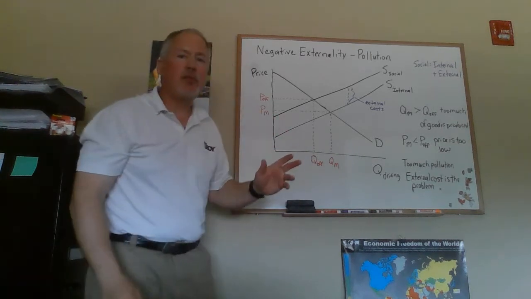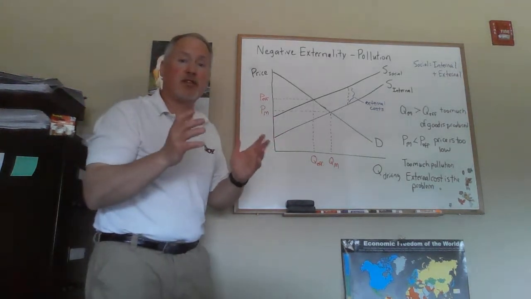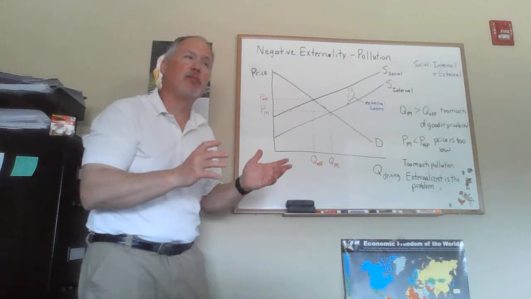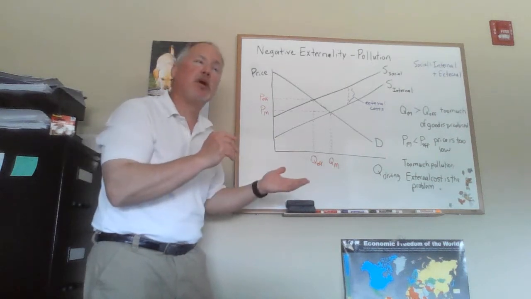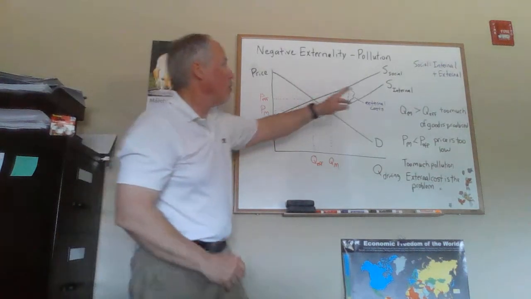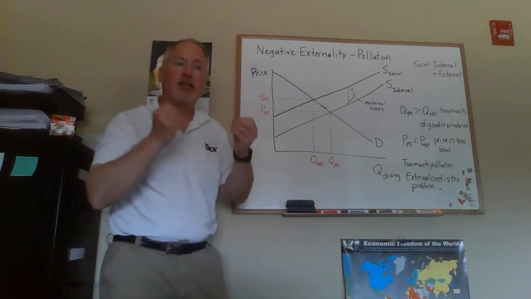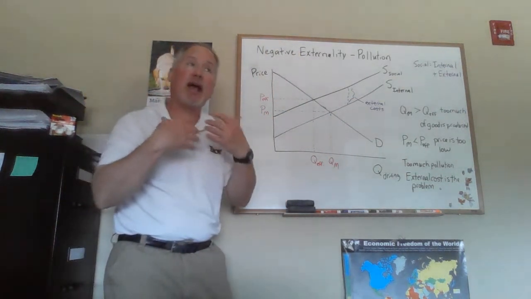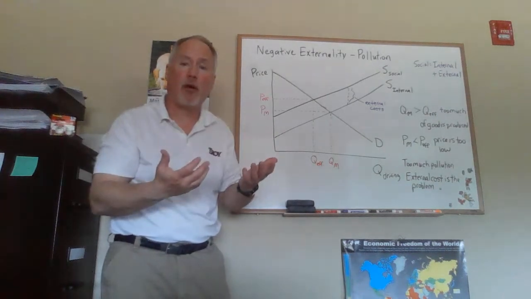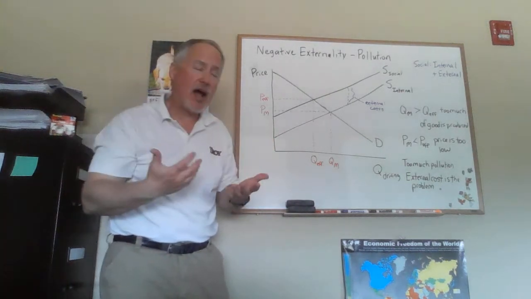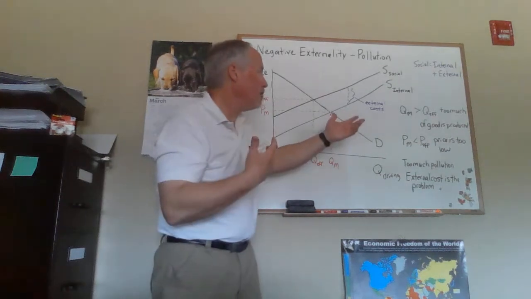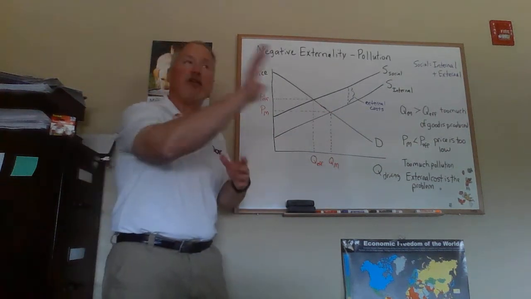Equilibrium, we'll say, is where the supply curve intersects the demand curve. That's what we said back in chapter 3. Now we have two supply curves. So which one do we use here? Well, we're going to use the internal supply curve because that's the cost that suppliers have to pay for. Those are the costs that suppliers have to cover in producing the good.